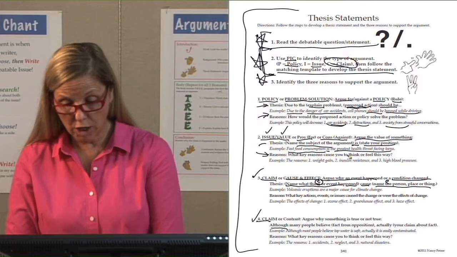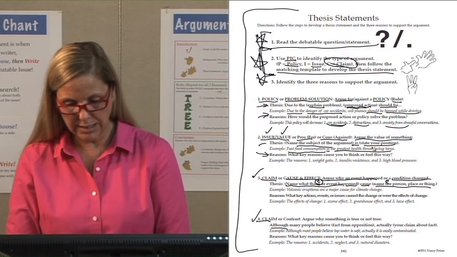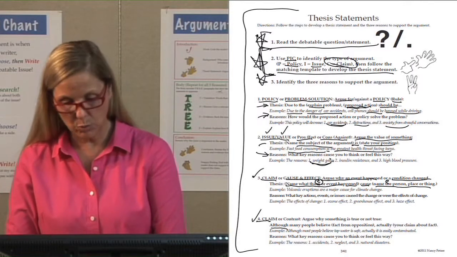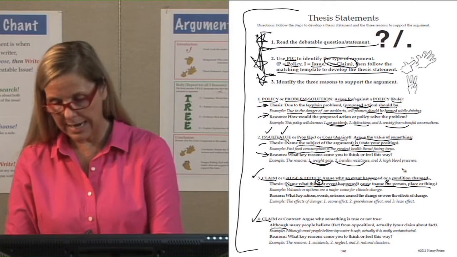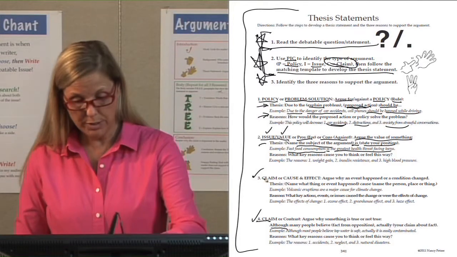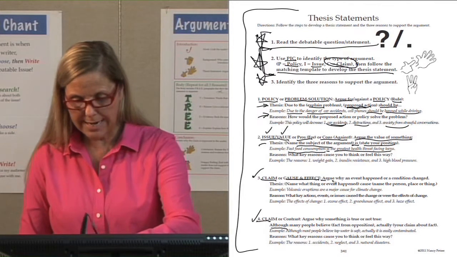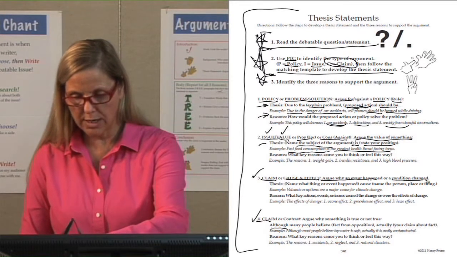What key reasons cause you to think or feel this way? That fast food is the greatest health threat: a higher number of students with weight gain, insulin resistance, and high blood pressure. The third is a claim. A claim could be cause and effect. And that's where we argue why an event happened or a condition changed.